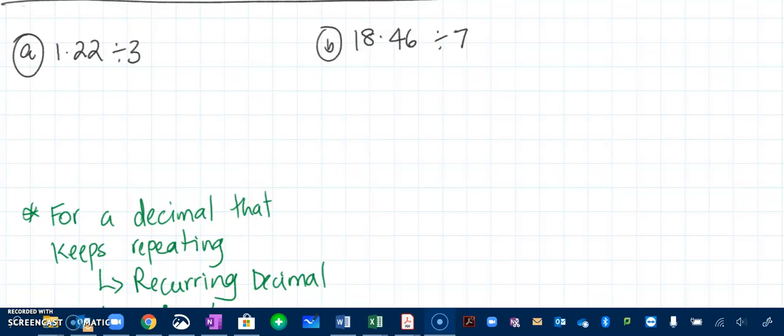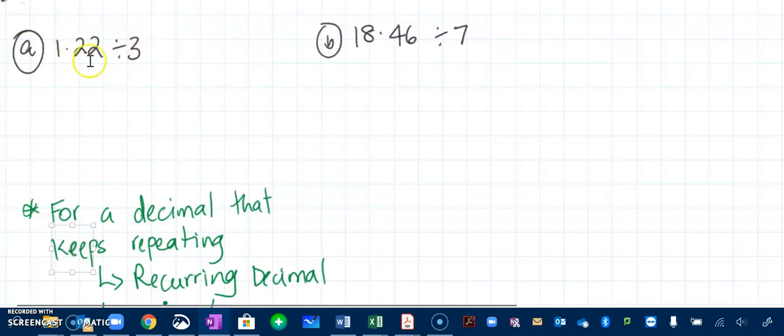Okay, so we'll look at dividing decimals today. And the first few examples that we're going to do is to do with the decimal number divided by a whole number. All right, so let's start off by writing that out. So 1.22 divided by 3.